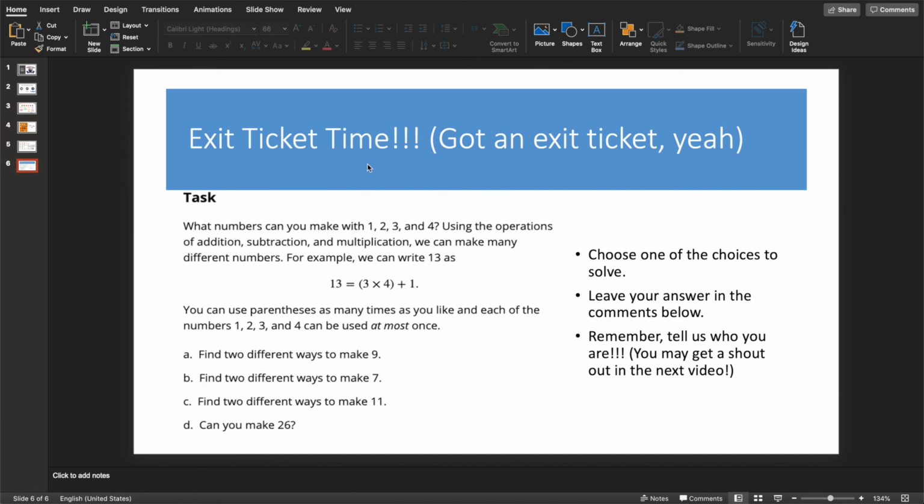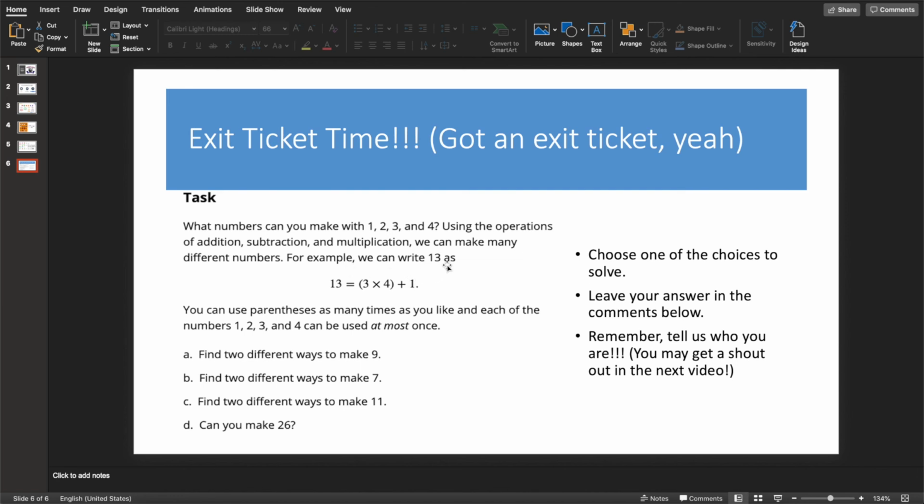So exit ticket time. Here's your task. This is what you'll comment below. What numbers can you make with the numbers 1, 2, 3, and 4? Using the operations, I want you to limit yourself to addition, subtraction, and multiplication. This task is really meant towards those. It can also be done with division, though.